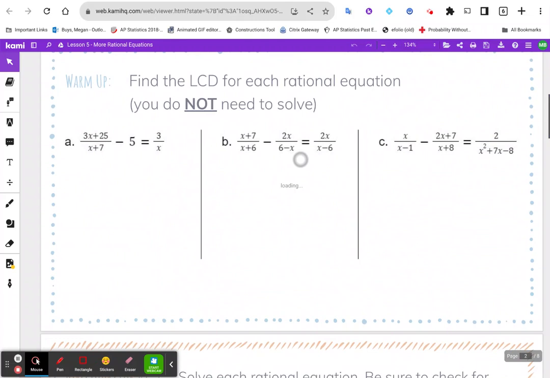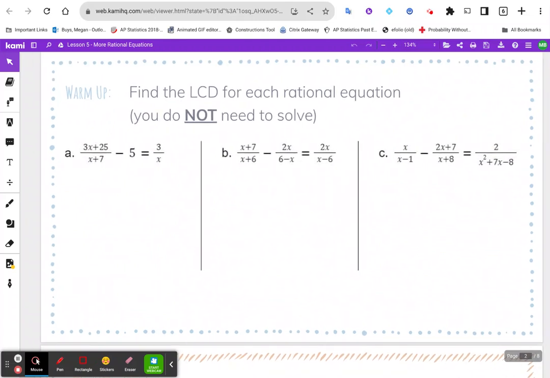with this warm-up activity, I want you to find the LCD for each rational equation. So take a quick moment, pause your video here, and try A, B, and C. You're just trying to find the least common denominator that's present here. When you're ready, after you think you've got it, then come back and press play.